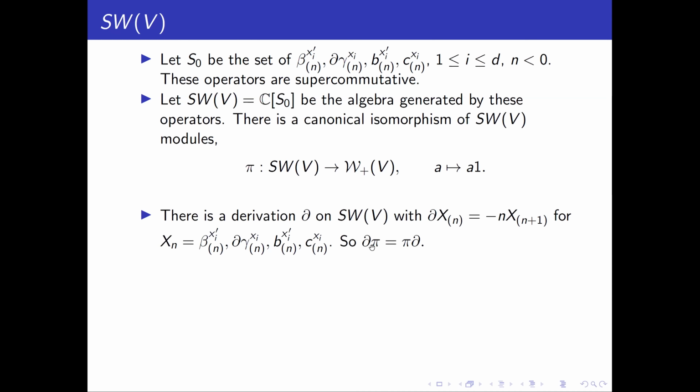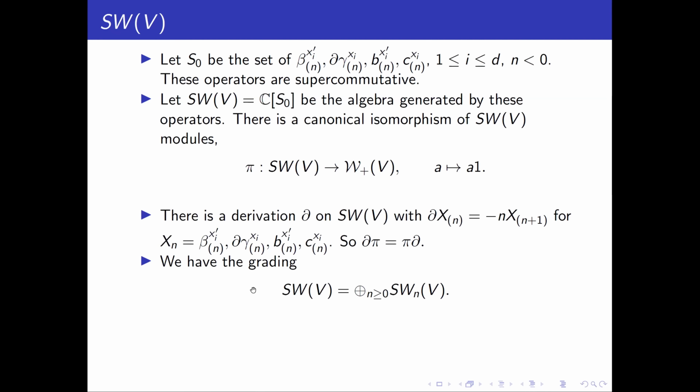This pi will commute with the derivation D. This D is in the vertex algebra element, the zero mode of V of the velocity.